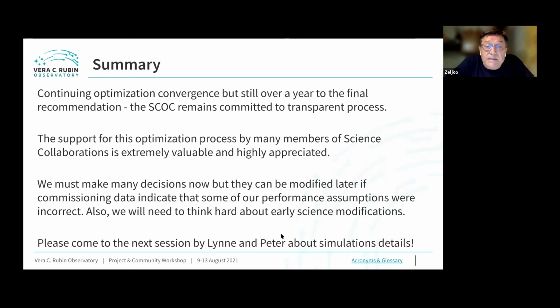So we will need to make many decisions over the next year and a half, but also we acknowledge that we still don't fully understand the system performance. We have to integrate it, commission, and once we start operations, we will see what assumptions we made in optimization now were incorrect, and we will try to re-optimize once we understand this.